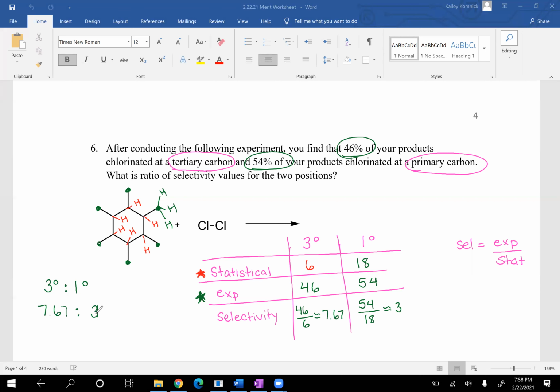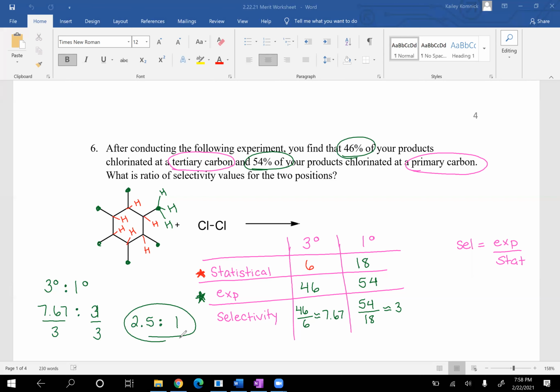What we can do is divide both of these sides by 3. If we take 7.67 divided by 3, we're going to get something like 2.5. Yep, we'll get 2.5. And then 3 divided by 3 is 1. So then this is a 2.5 to 1 ratio.